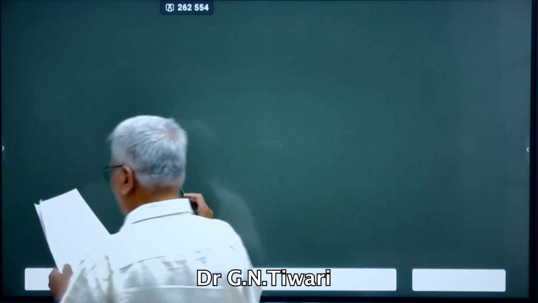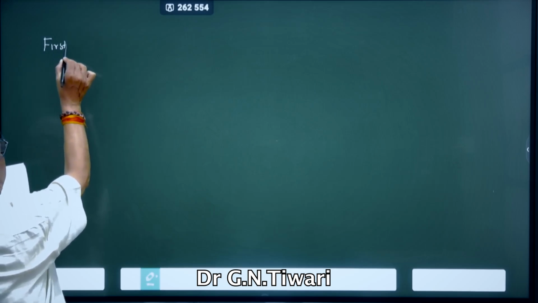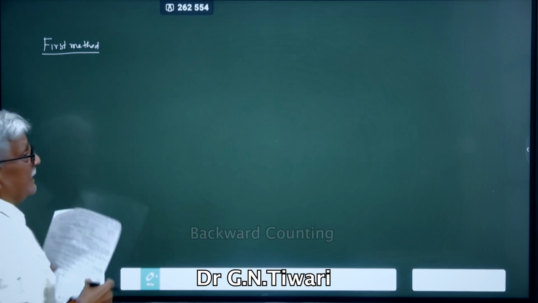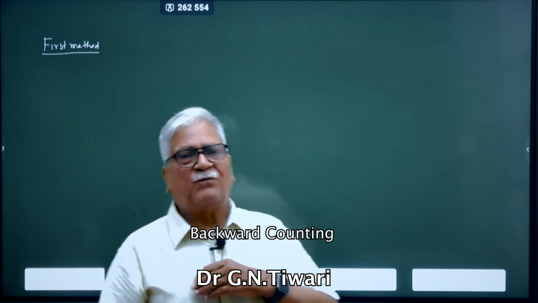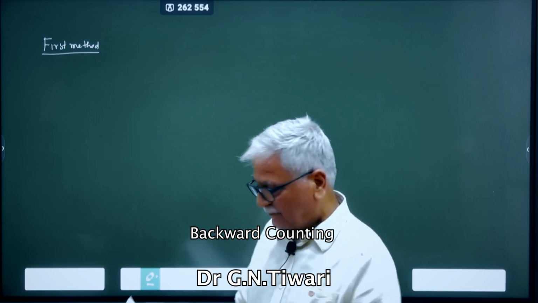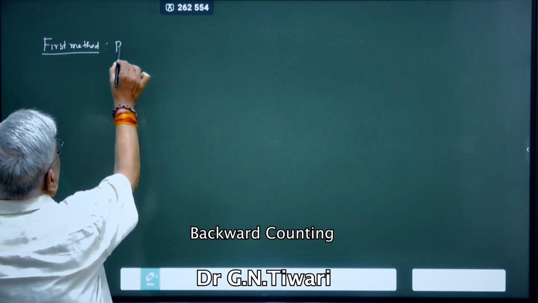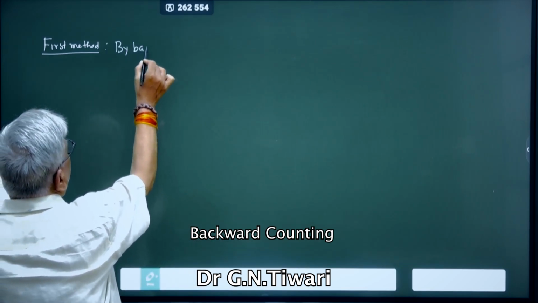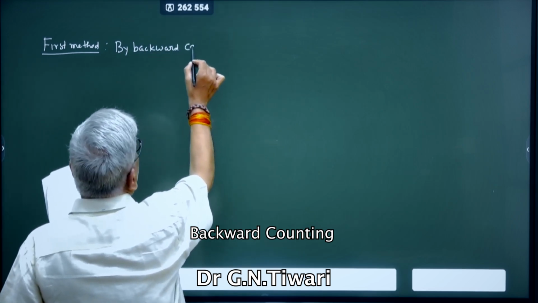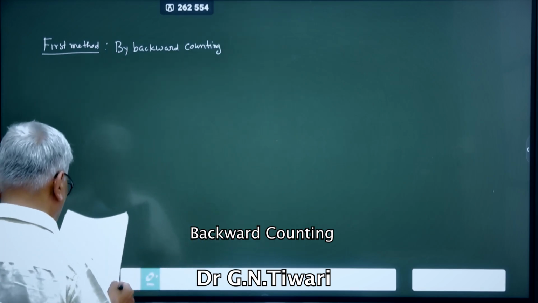Just see, first method. Just like in addition it was forward counting, but here we have to do backward counting. Like this. For example, suppose, by backward counting. Example 1.